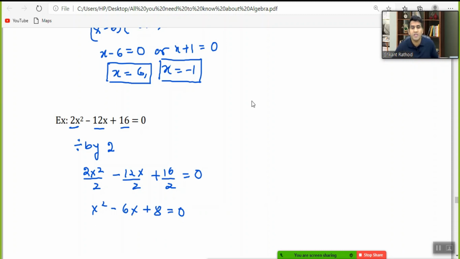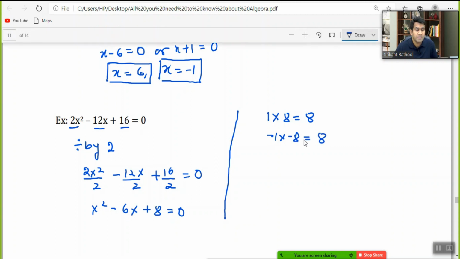Now let's do it with splitting the middle term again. What are the factors? Coefficient of x square here is 1 and the constant term here is 8. So I can do 1 times 8 is equivalent to 8. What are the other ways of writing the multiplication of two numbers as 8? I can also write minus 1 times minus 8, which can also be 8, but when you add them, 1 plus 8 or minus 1 minus 8, you won't be getting the middle term 6. So I can write it in the other way as well.